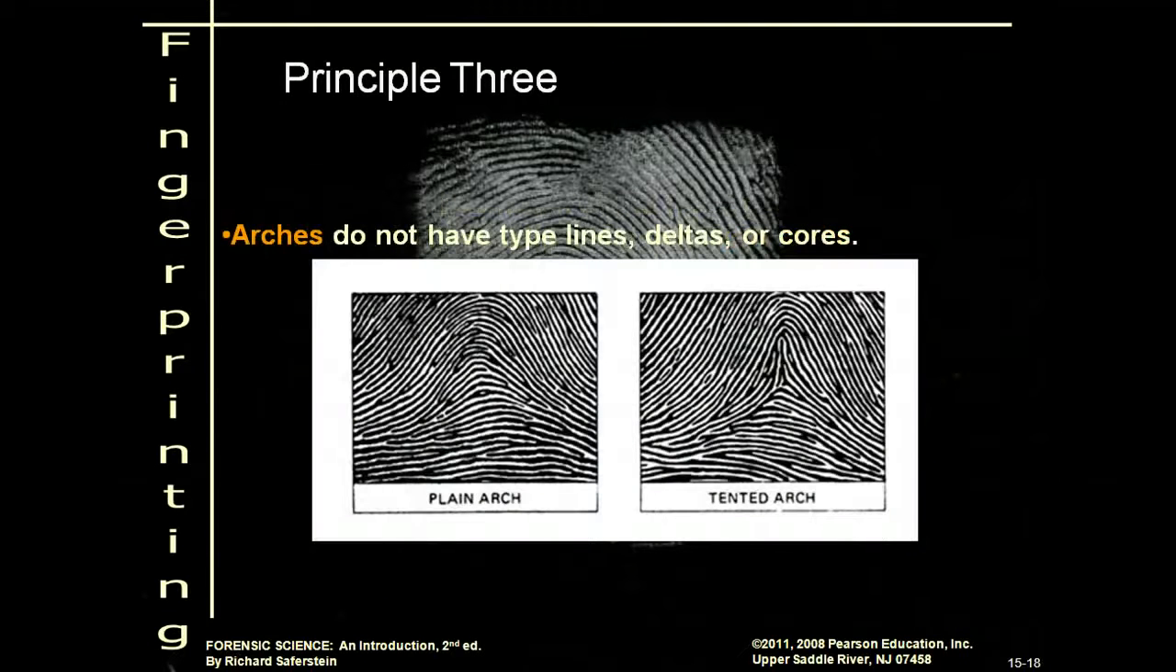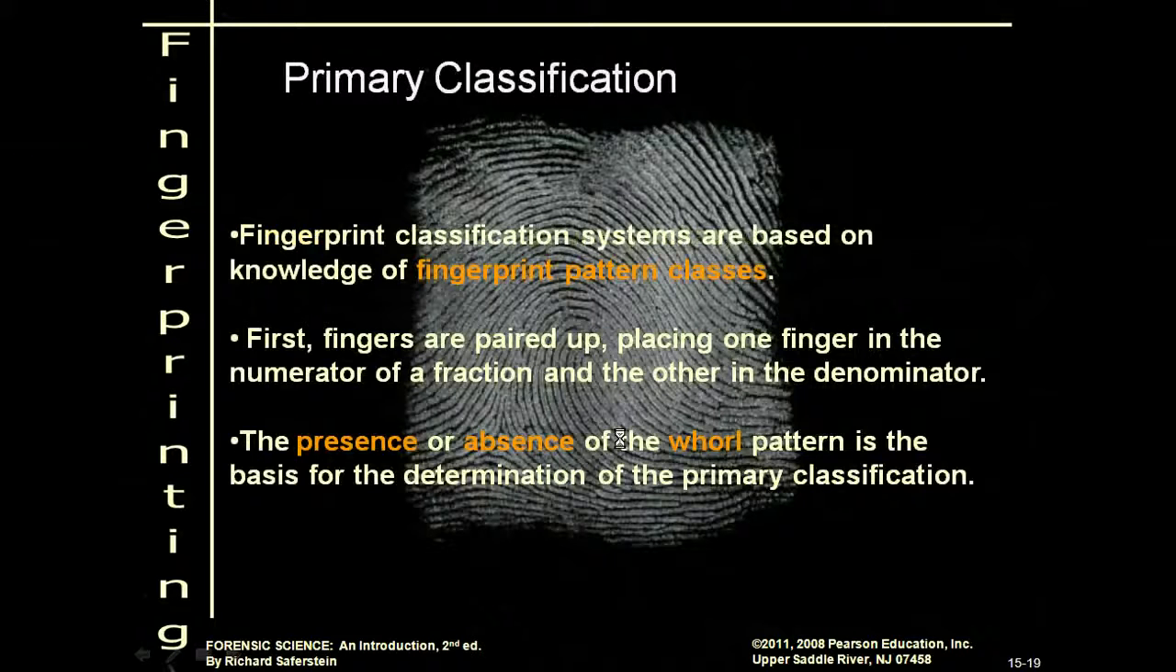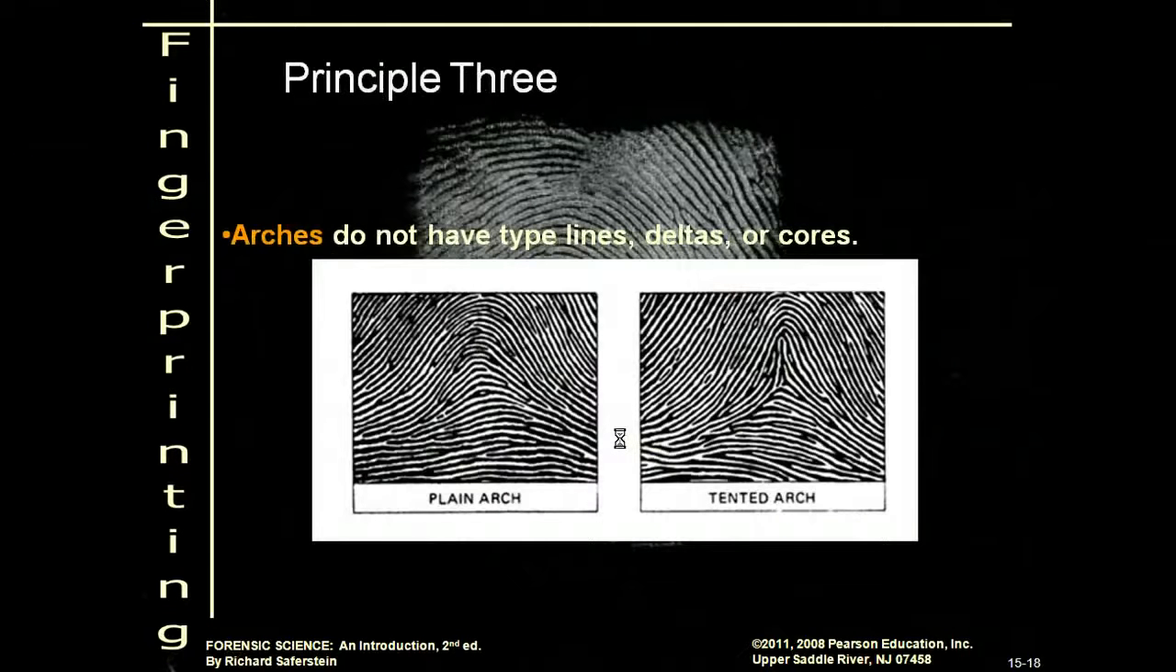Arches don't have type lines, they don't have deltas, they don't have cores, which I didn't talk about, but cores are actually the middle of the whorl, and so you don't have anything like that with your arches. And I think that's as far as we're going to go today. But you need to be able to look at and tell me if something is an arch, a loop, or a whorl, and then tell me what kind of whorl it is, or what type of arch, or what type of loop. That's pretty much it. Good luck.